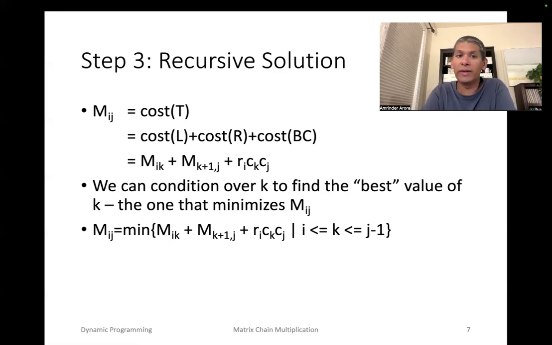Now, we do not know where exactly we should break this tree, how many matrices should be on the left-hand side and the right-hand side, and that's perfectly fine. We can simply condition over k to find the best, that's the value of k that minimizes the value m[i][j]. So we would write m[i][j] is equal to the minimum of m[i][k] plus m[k+1][j] plus r[i-1]r[k]r[j], for the values of k between i and j minus 1. So that's our recursive solution.